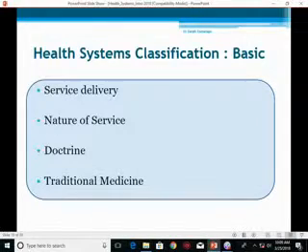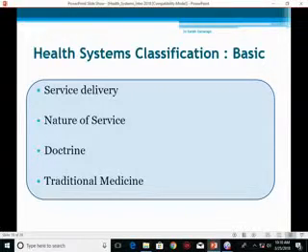Let's look at how we classify health systems. Health systems can be classified in terms of service delivery, depending on the types of service. In the next slide we will look at the mechanisms, how to classify based on the service delivery. Whether we are delivering primary care, secondary care, or tertiary care, we can classify. Then there is the nature of services.